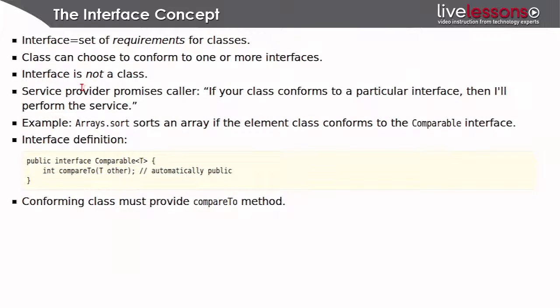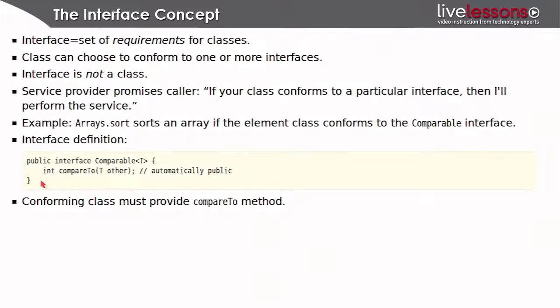That's all pretty abstract, so let's look at an example. Consider Arrays.sort. Arrays.sort will sort an array, provided that the element class of the array conforms to the Comparable interface. If you have an array of elements that are comparable, Arrays.sort will sort them. If they're not, then it won't.